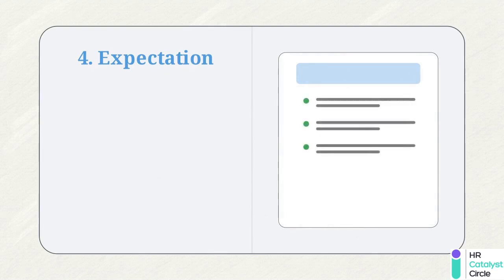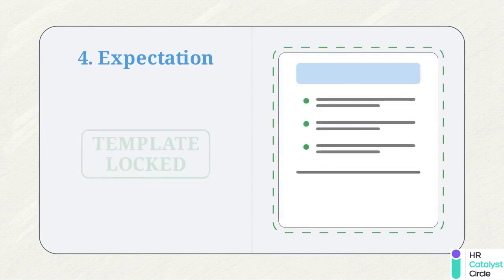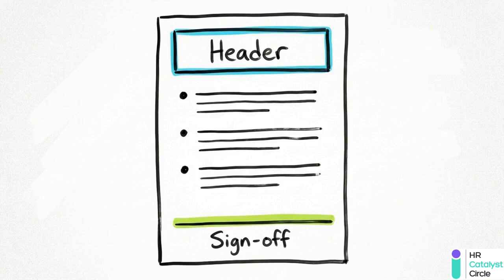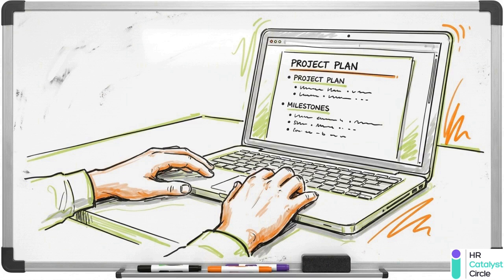Step 4 is expectation. Show the AI what a successful output looks like by providing a template. We'll instruct it to start with a summary, provide exactly 3 bullets for the responsibilities, and finish with a closing sentence. Defining these formatting rules on the front end means you won't have to manually reformat the text later.